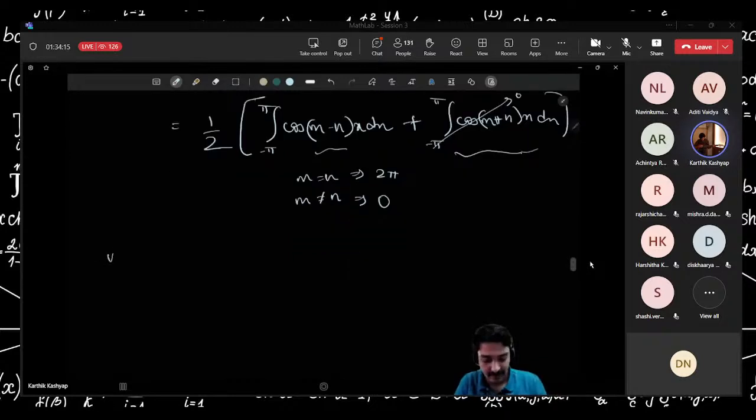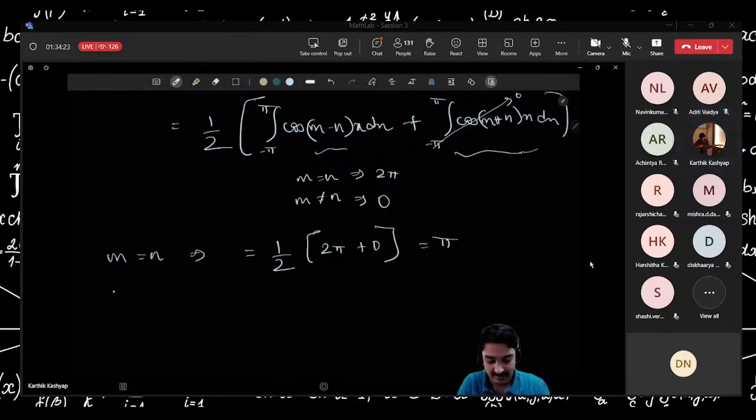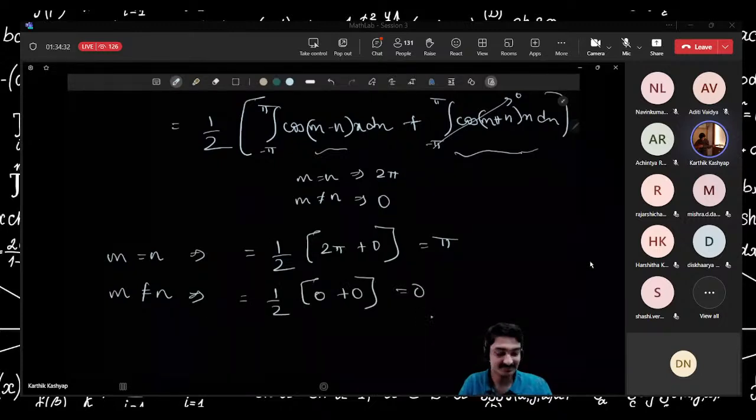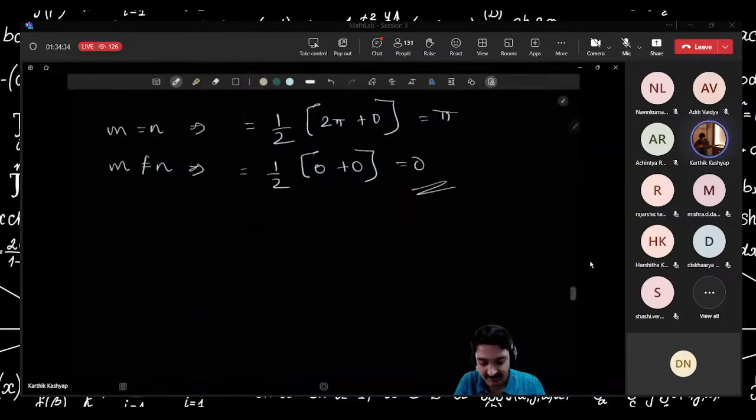So if m equal to n, this integral turns out to be 1 by 2 of 2 pi plus 0, which is equal to pi. And if m is not equal to n, this happens to be equal to 1 by 2 of 0 plus 0, which is equal to 0 again. So this is this property.